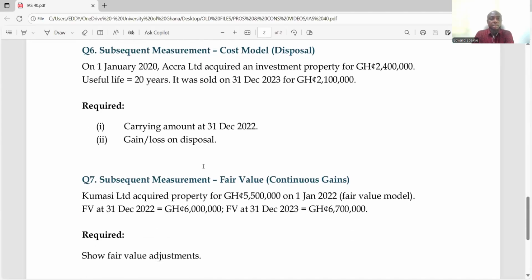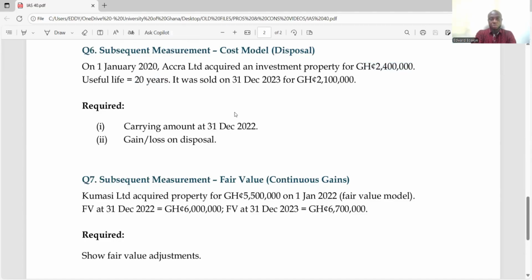So question number 6 is saying that on 1st January 2020, Accra Limited acquired an investment property for 2.4 million, so this is about the cost model. Useful life is 20 years, and it was sold on 30th December 2023 for 2.1 million. We are required to calculate the carrying amount as at 31st December 2022, and then the gain or loss on disposal. This is the straight line method.